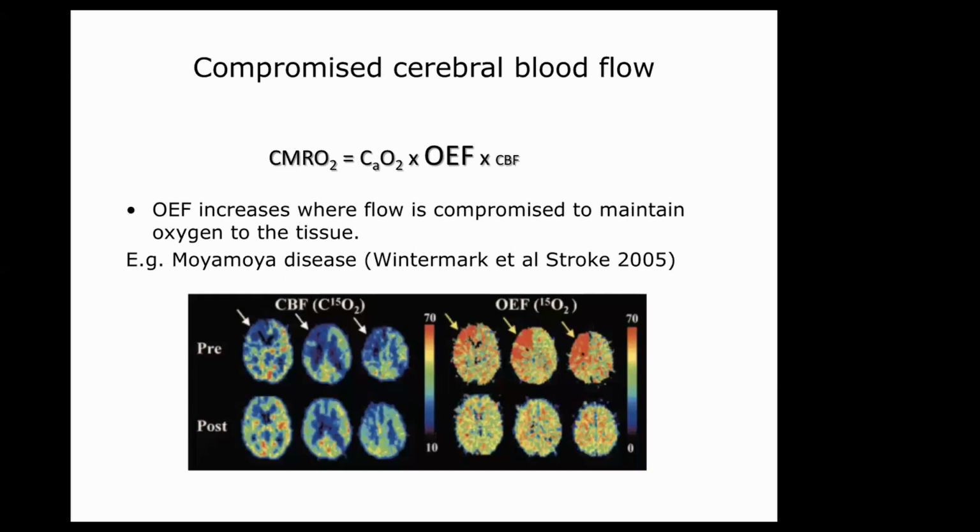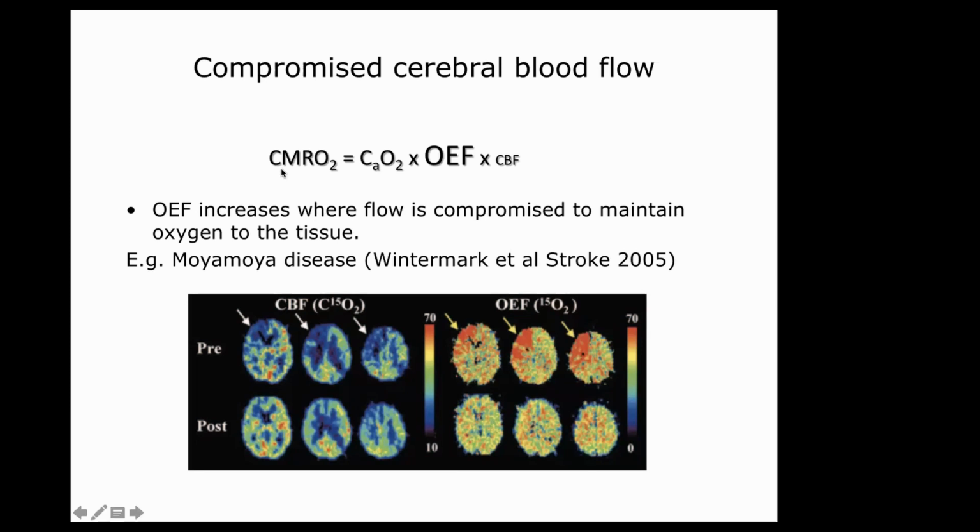Oxygen extraction fraction, as a fairly long literature will tell us, is sensitive to compromised cerebral blood flow. So this slide here is showing data from PET studies. This is oxygen-15 PET. And you can see that where there's an area of reduced cerebral blood flow here, there's an increase in oxygen extraction fraction. So the proportion of oxygen that's being extracted from the blood goes up to try and compensate for reductions in blood flow and maintain oxygen delivery to brain tissue.